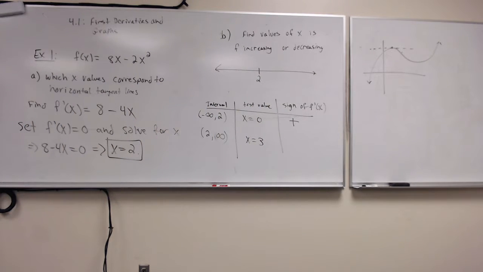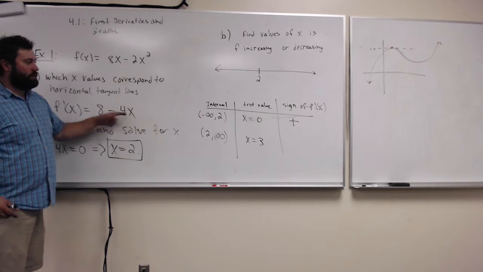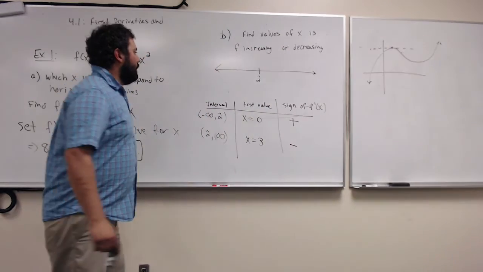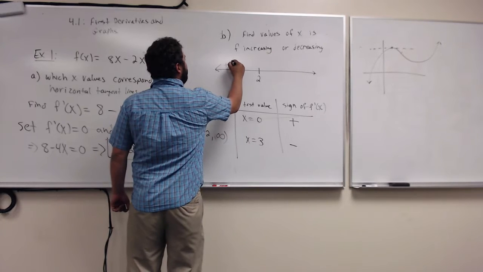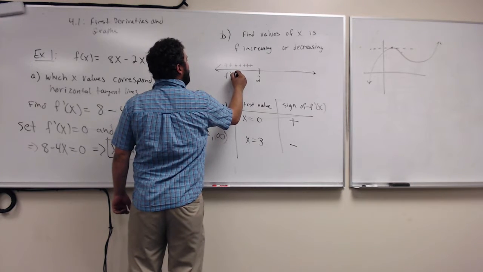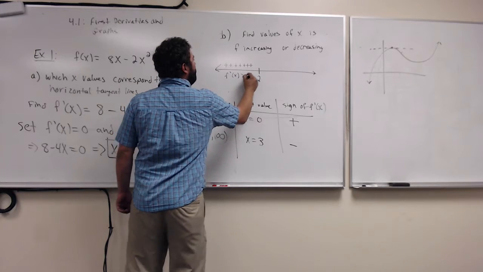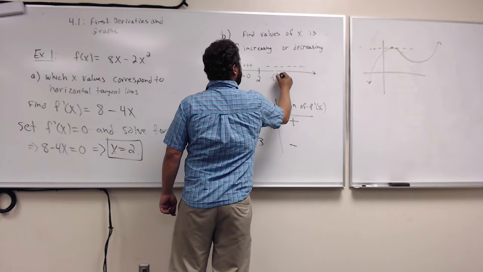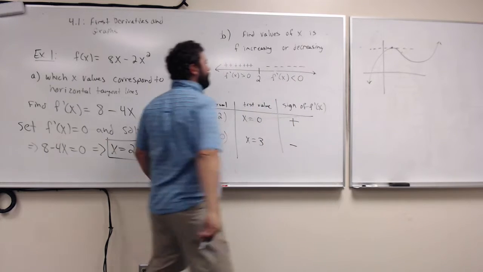Okay. And then what happens when you plug in 3? Yeah, 8 minus 4 times 3, that's 8 minus 12. That gives you a negative number. And then, if you like, some people just put pluses up here. That indicates that over here, f prime of x is greater than 0. And over here, you can put a bunch of minuses. That tells us that the derivative is less than 0.